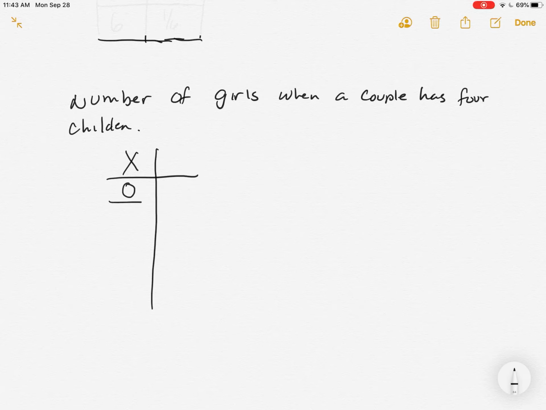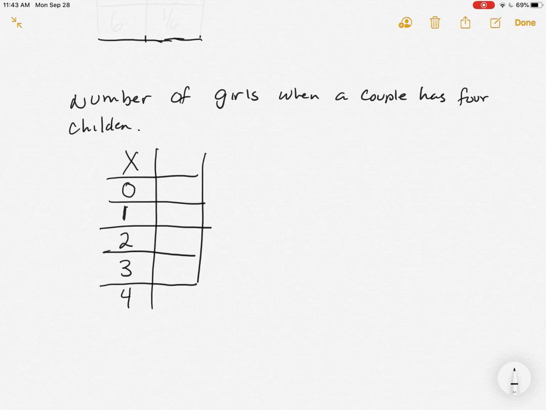We could have absolutely no girls in the births. We could have 1 girl and the other 3 are boys. We could have 2 girls and the other 2 are boys. We could have 3 girls and then the other child is a boy, or all 4 could be girls. And each one of those has a probability. So what I've done every time is listed out every single outcome individually. And now we're going to be able to figure out its associated probability.